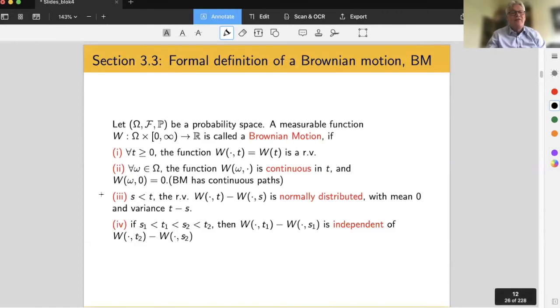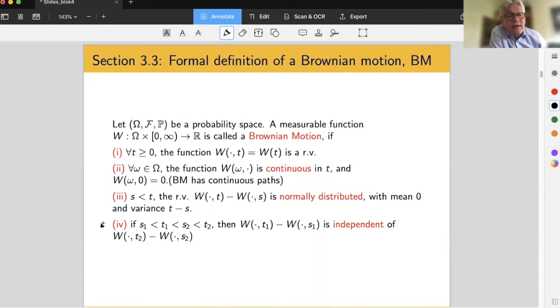And the fourth property, that is about the independence of the increments, and we can write that as follows. So here's our fourth property. Suppose we have now 4 time instances, s1 being less than t1, being less than s2, being less than t2. Then the increment W_t1 minus W_s1 is independent of W_t2 minus W_s2. Yes, so this is the general notion of independence.